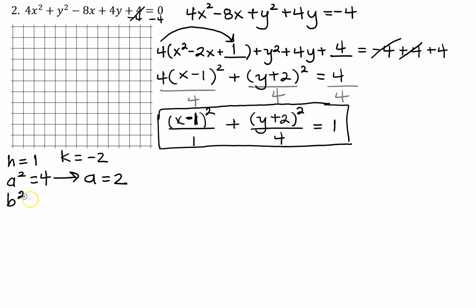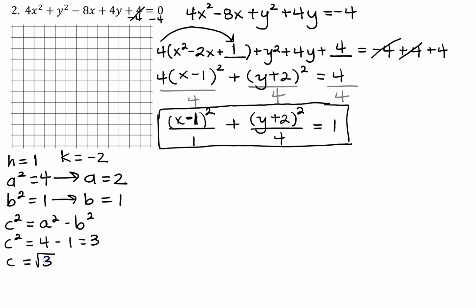Little b squared is the smaller of the two denominators, which is 1. And so our little b must be equal to 1. We'll go ahead and find our little c using the equation that c squared is equal to a squared minus b squared. So c squared is equal to 4 minus 1, which is equal to 3. And so c is equal to the square root of 3. So now we have some information. We are able to start sketching our ellipse and finding its vertices and its foci.